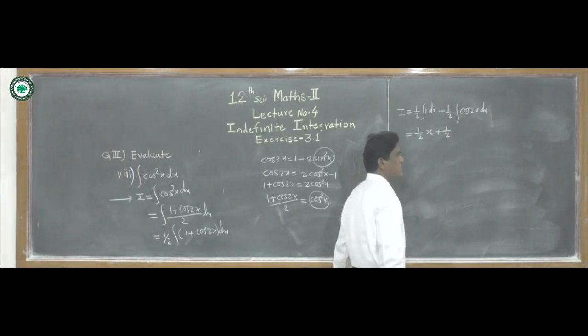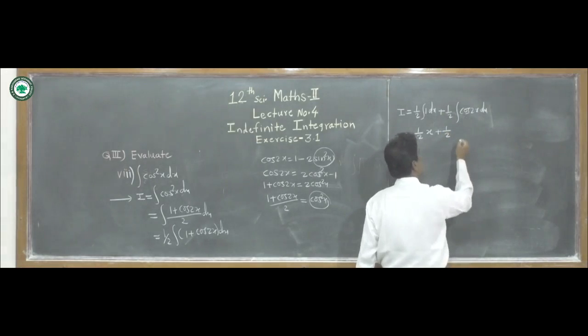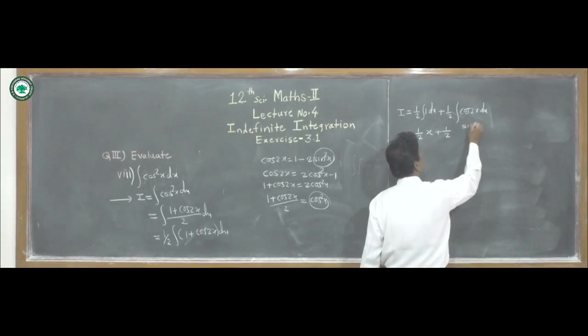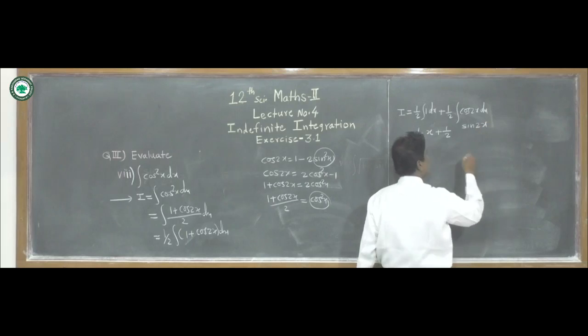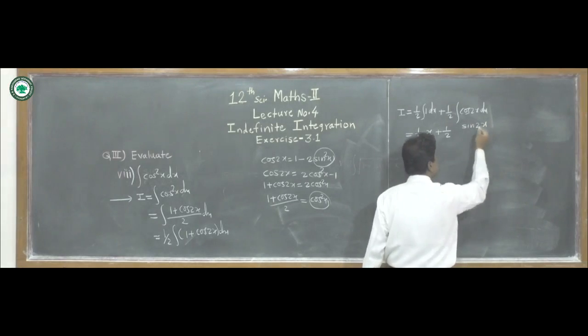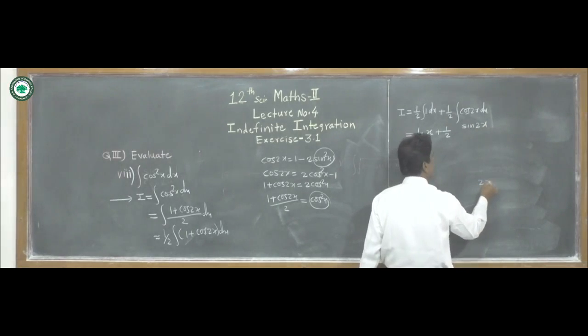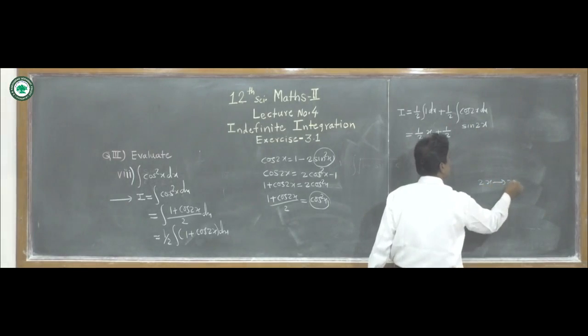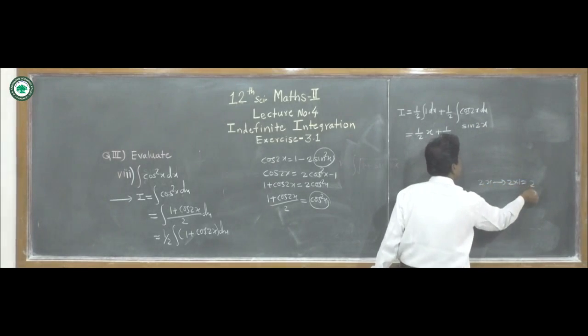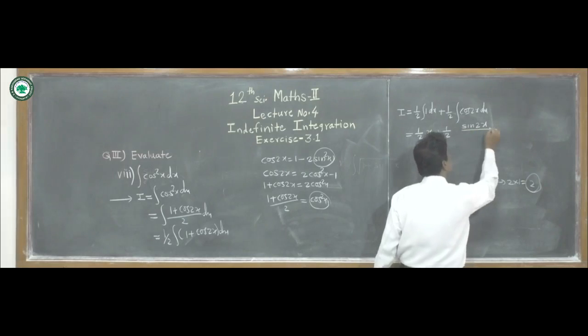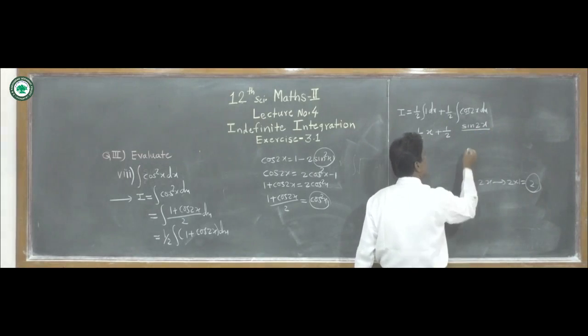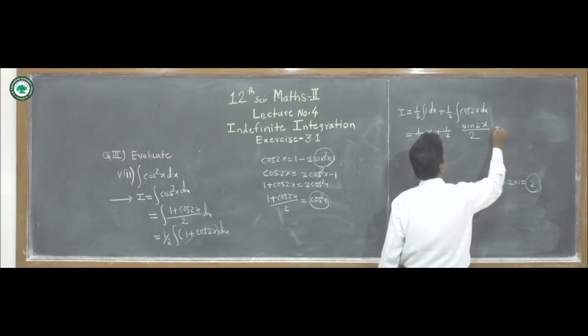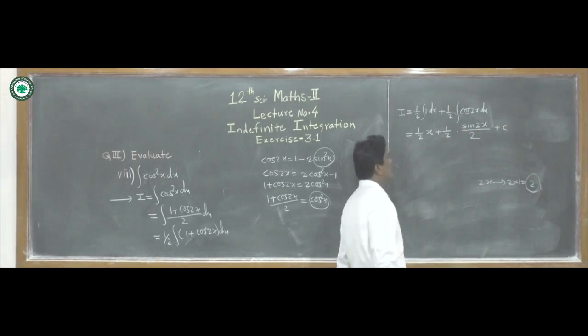What is the integration of cos x? The integration of cos x is sin x, but in place of x there is a 2x. So take the derivative of 2x. The derivative of 2x is 2 into the derivative of x, which is 1, that is 2. So divide by this 2 to this trigonometric function, that is sin of 2x. So sin of 2x upon 2 plus the constant of integration. This is the final solution.